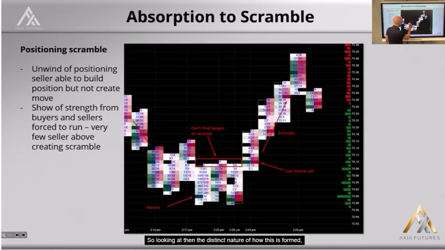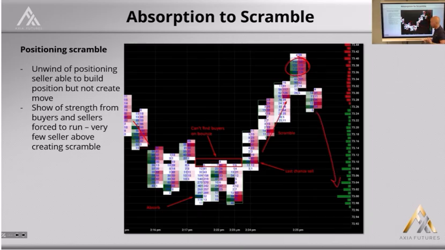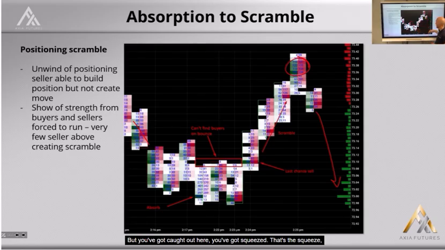So looking at the distinct nature of how this is formed, and it won't always form exactly the same, but looking at where those change points can come from a footprint allows you then to say, yes, I need to get out of this. And it can give you the chance to get out before you end up joining everybody else running 30 ticks before it finally slows down. You get some action, market starts to accept up here and then falls away again. This then instigates the next leg down. But you've got caught out here. You've got squeezed. That's the squeeze. That's the trap. That's the idea of a scramble type trade.